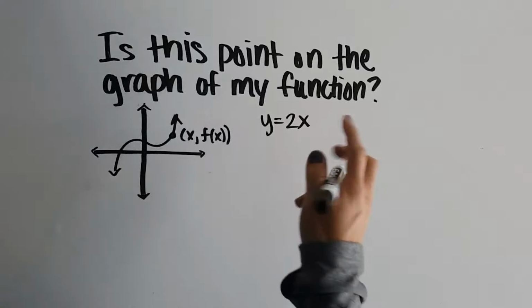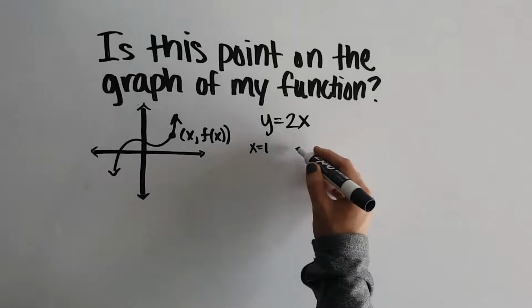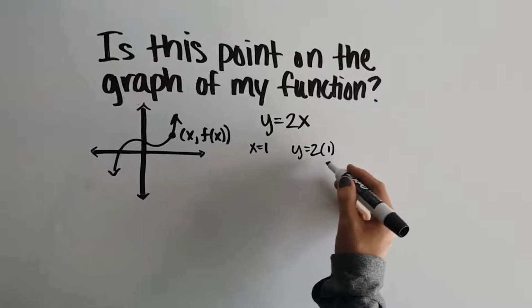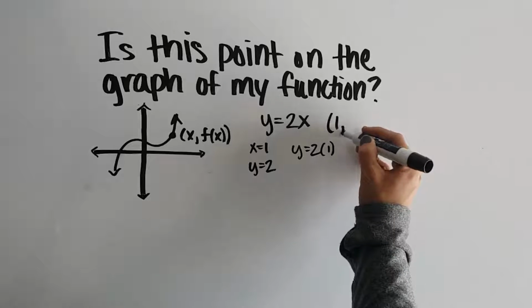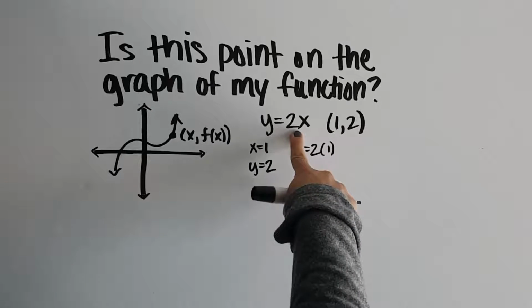So for example, if I choose my input to be 1, when I substitute a 1 in there, I would get an output of 2. So I know that the point (1, 2) has to be on the graph of y equals 2x.